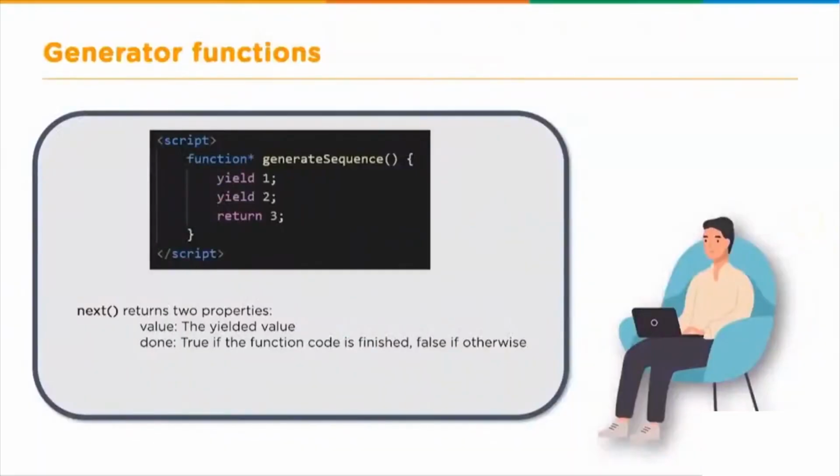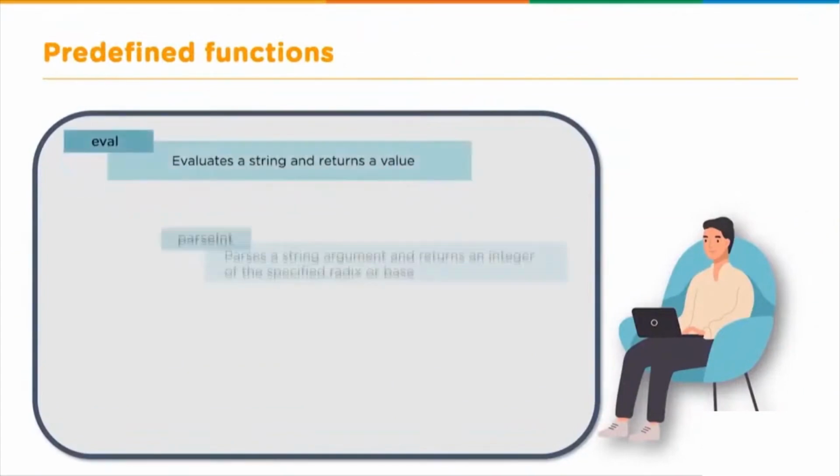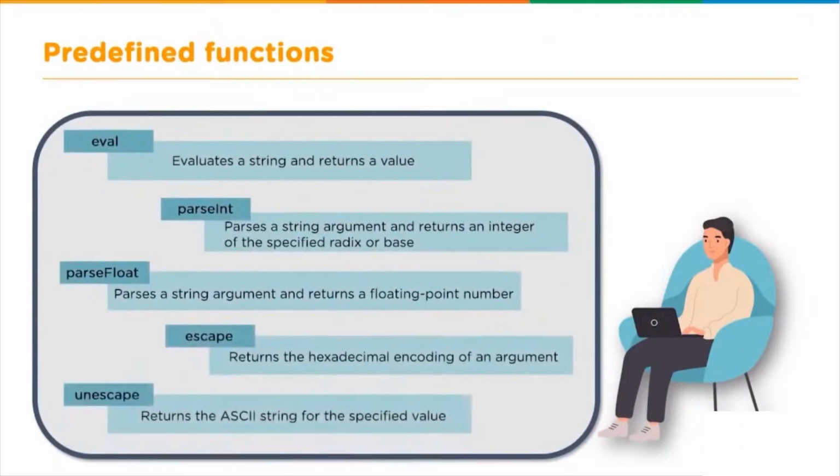Now let's move on to our last topic, that is predefined functions. Now JavaScript has many built-in functions, alright? Now here are a few of them. We have eval, parseInt, parseFloat, escape and unescape. Now let's go through one by one. Alright, first up is eval. Now this basically evaluates a string and returns a value. Alright, so to help you understand this better, let me go back to our VS Code.